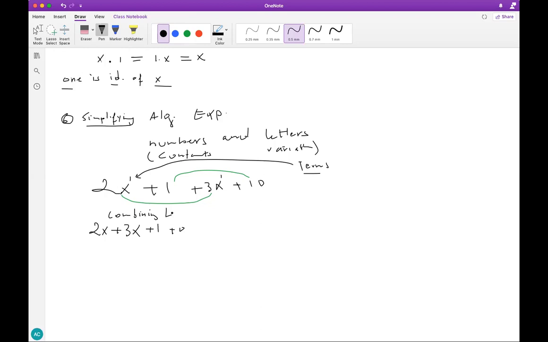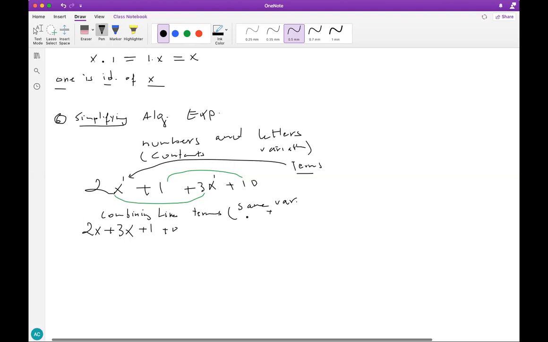Okay, combining like terms. And again, like means same variables. Same variable and same what? Like terms like these have the same variable and the same power or exponent. Okay, so you have to have the same variable and the same power. In order to combine two things, they have to be the same.